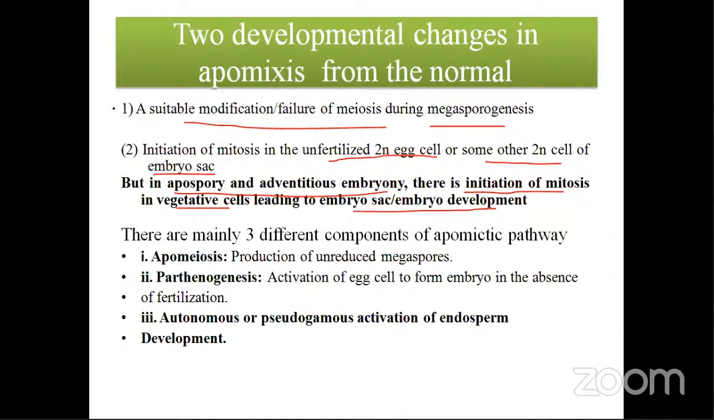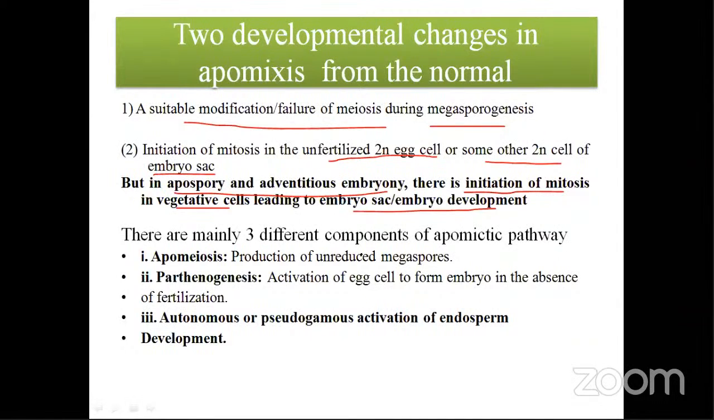So in both the cases, what is happening is there is directly initiation of mitosis in the vegetative cells. Here there is some sort of modification of meiosis, which means that MMC is involved. But in these particular cases, the mitotic event is directly taking place in both apospory and adventitious embryony. There is no role of your what? Meiosis. That's what they mean to say actually.